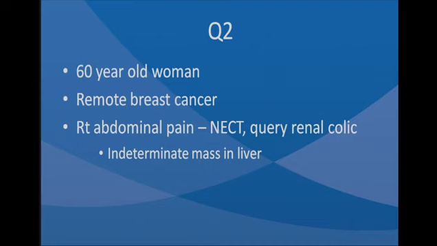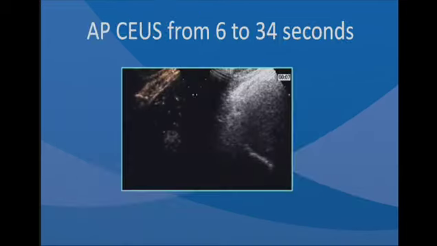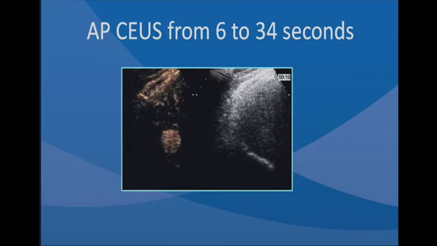After considerable further imaging, she was referred for ultrasound. So on her ultrasound, we can see this echogenic mass deep in her liver, far too deep to perform contrast-enhanced ultrasound. But in the left lateral decubitus position from an intercostal approach, we can bring the mass much closer to the transducer crystal, and it is in this position that we do the contrast-enhanced ultrasound shown here.